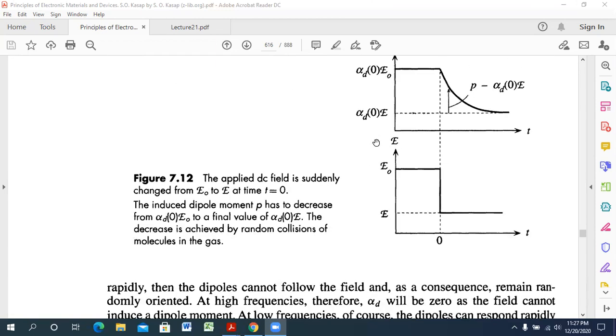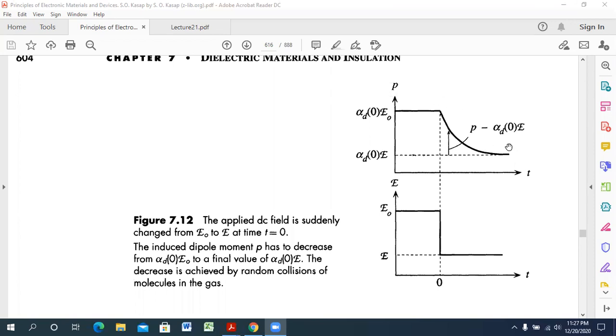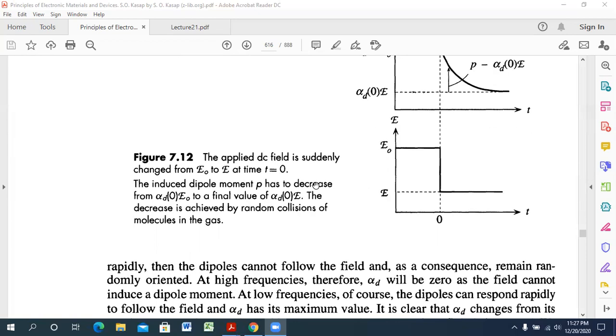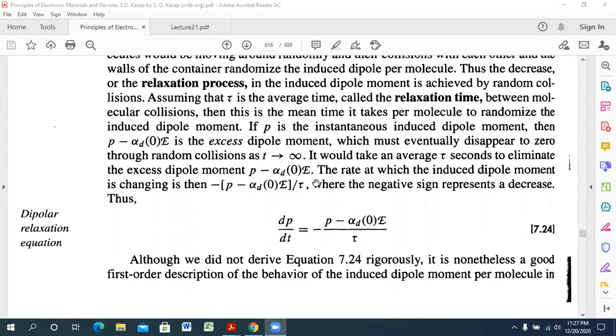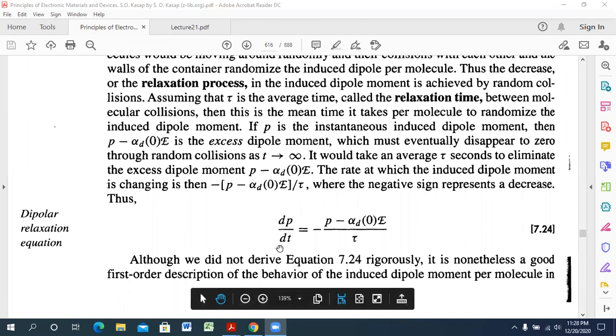Now, if we say the rate of decrease, if that one is the peak point, is p, then p minus alpha naught e, this alpha d0 multiplied with e. With this rate, that one is decreasing. So we can define this rate of decrease. This rate of decrease equals to delta p divided by delta t.